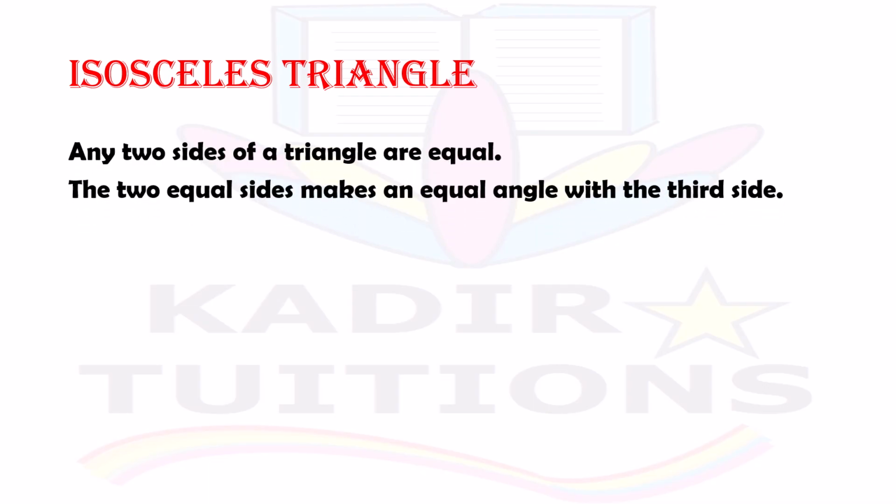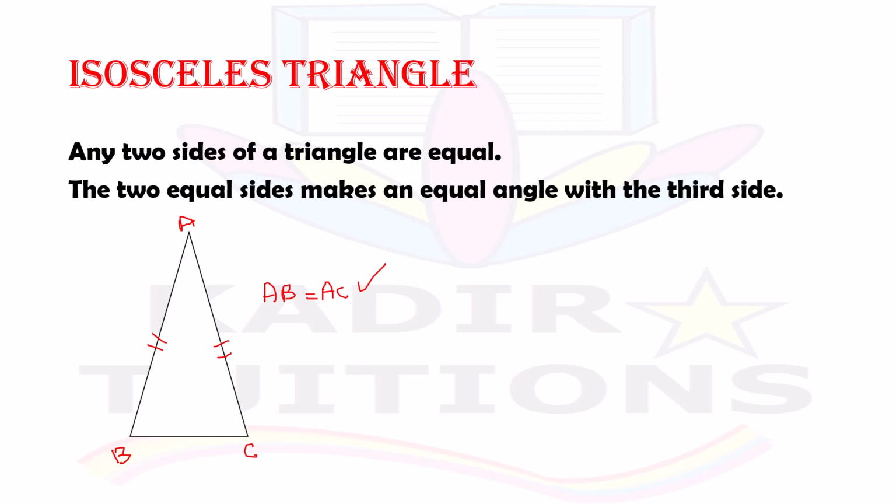So what is an isosceles triangle? We know that any two sides of a triangle are equal, but with respect to angle, what we need to do, see here, this side and this side are equal. First, I will mention the vertices ABC. So now here AB is equal to AC. So this is an isosceles triangle.